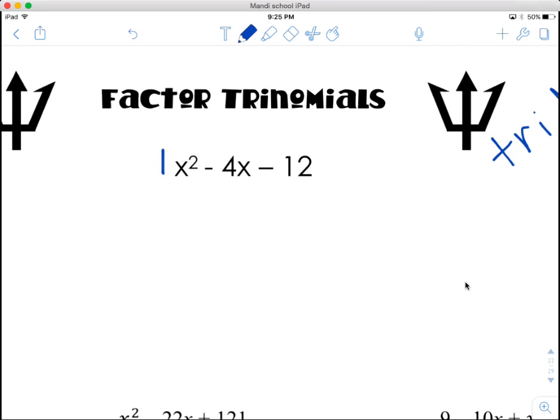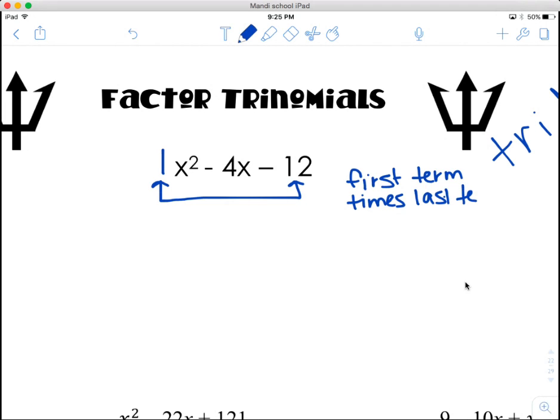Okay, so to start this, we put our invisible 1 in front of the x. And you take the first term times the last term. So in this case, that's 1 times 12. So then you find the factors of 12.